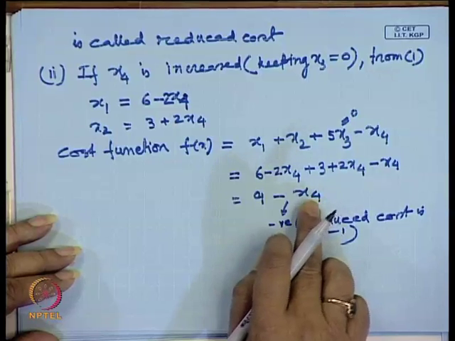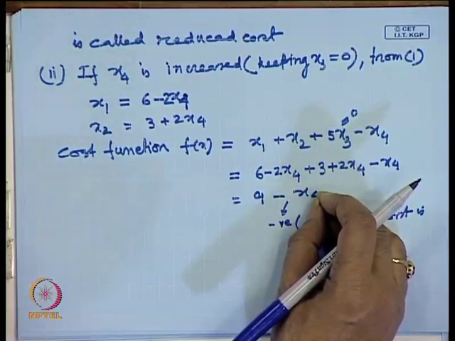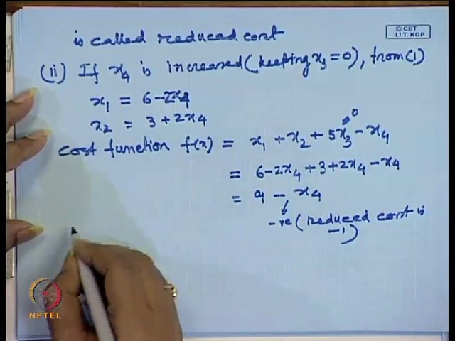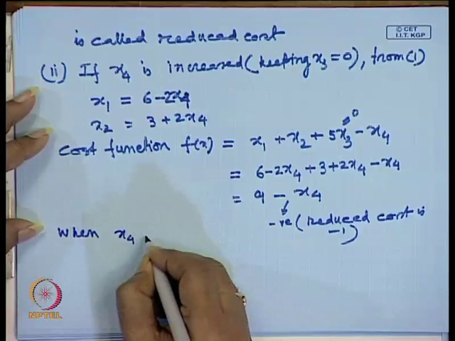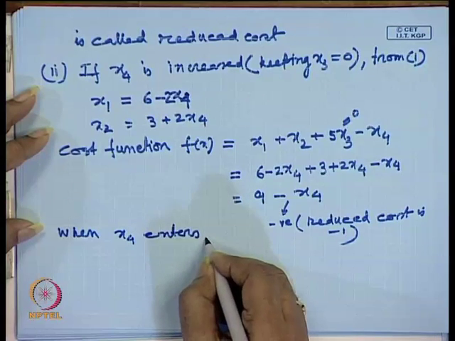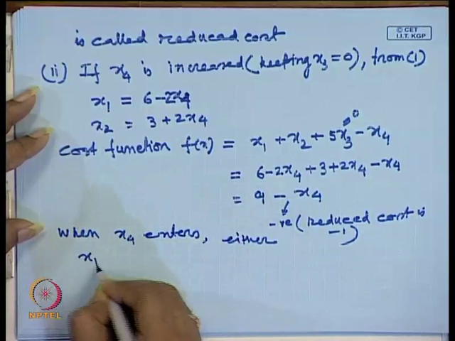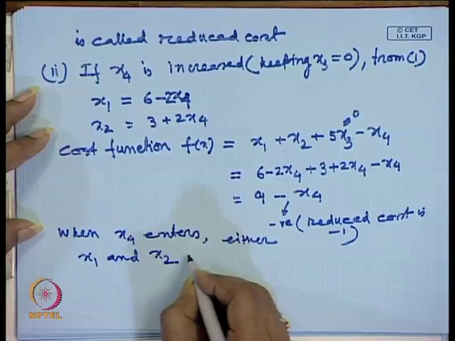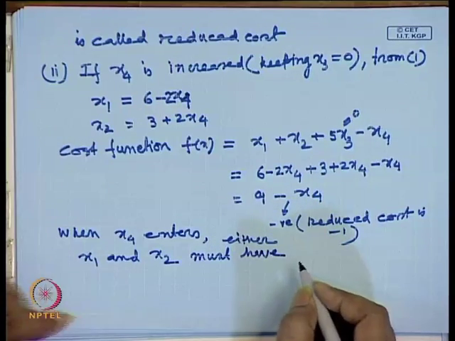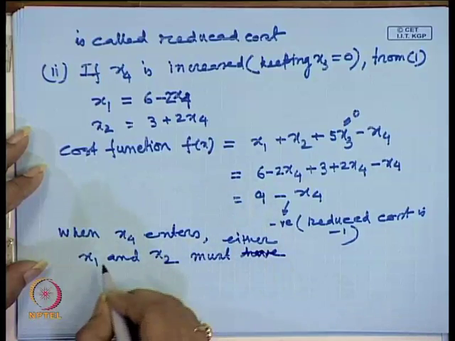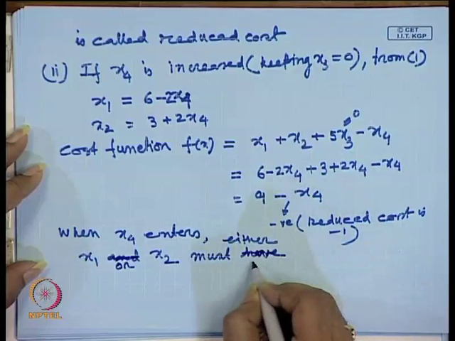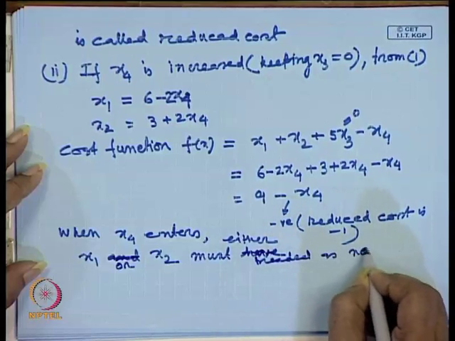So, what is this possibility? Previously x4 is 0, now if you increase it, then this objective function value will decrease, agree? So, when x4 enters, either x1 or x2 must have zero value, that means either x1 or x2, not and, x2 must be treated as a non-basic variable, agree? Must be treated as non-basic variables.